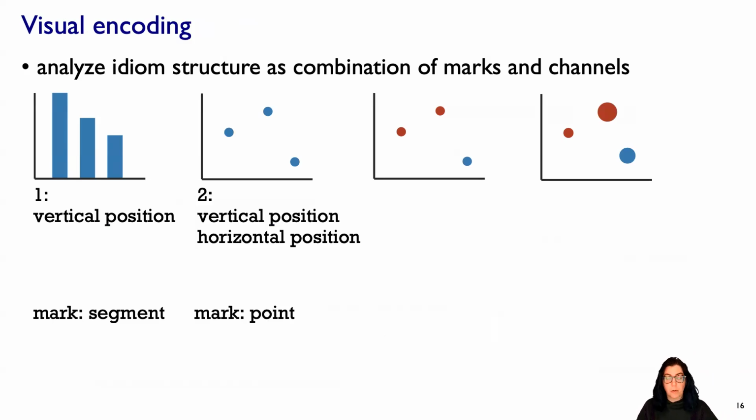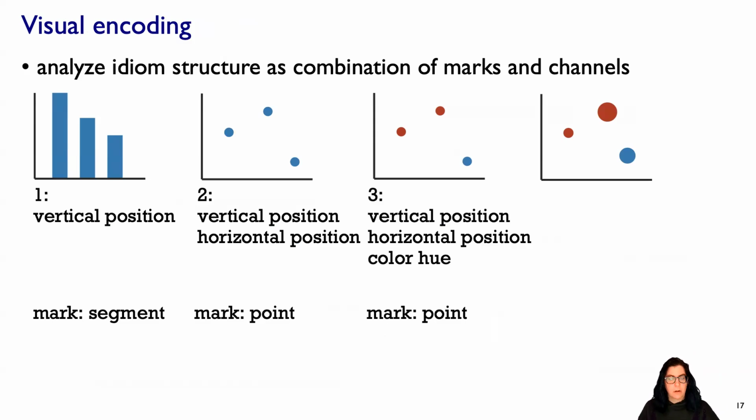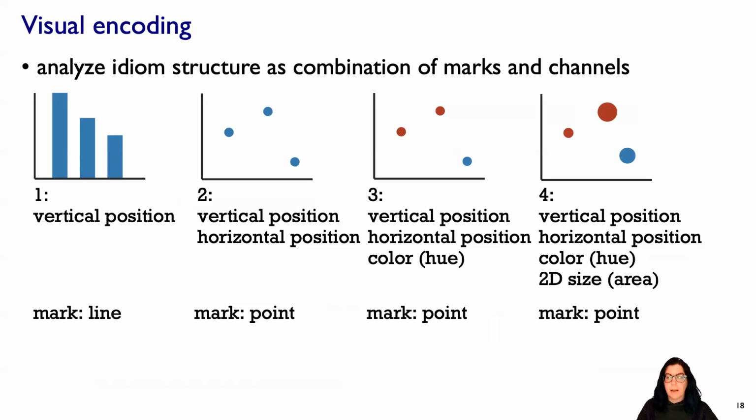What else could we do? Well, with a scatter plot, we could use separately vertical and horizontal position. And in this case, our mark type is a point. Well, we could keep going. We could add another channel. So we still have a point mark, but now we're color coding it. And we could size code as well. So let's think of this as a 2-dimensional size and area coding. So that was just a few simple idioms.